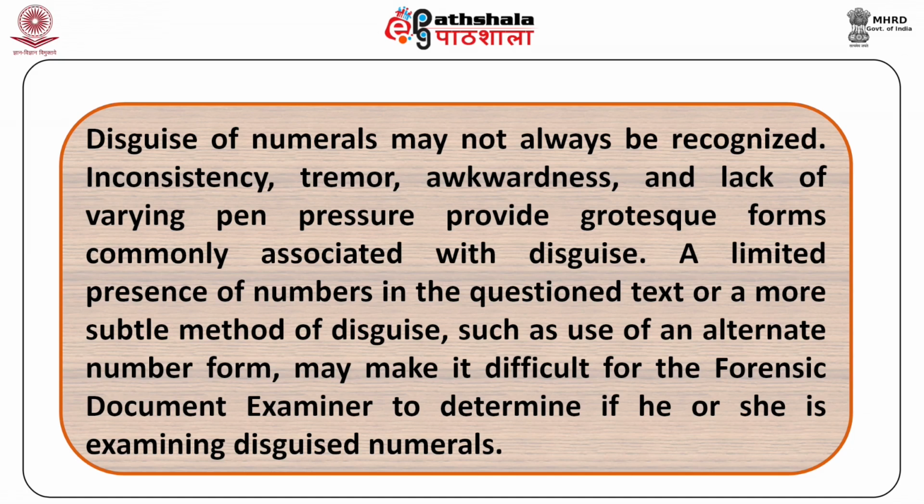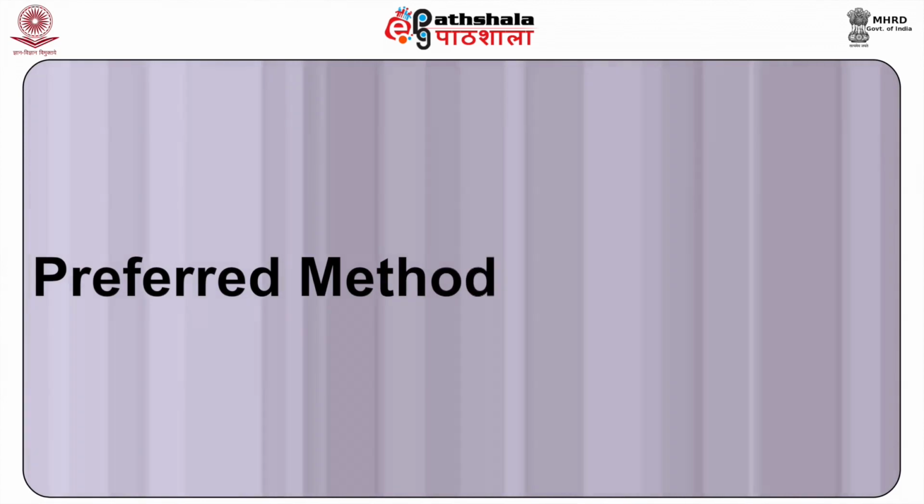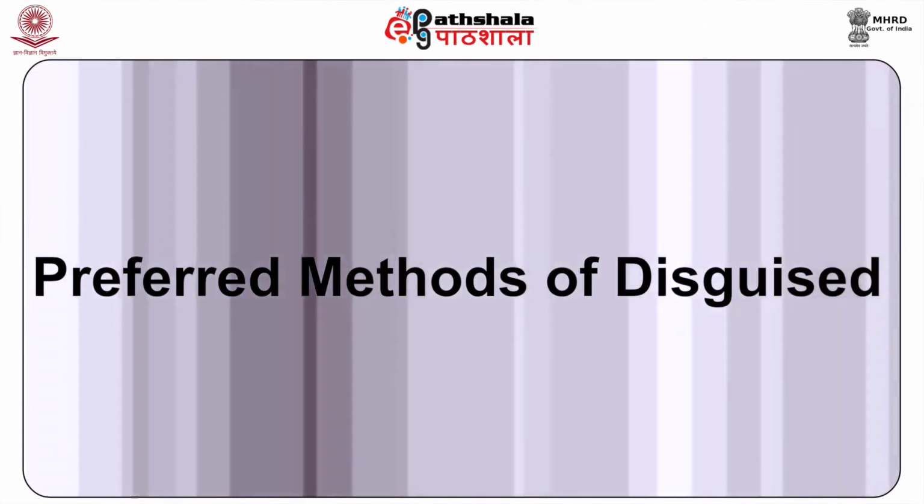Inconsistency, tremor, awkwardness, and lack of varying pen pressure provide forms commonly associated with disguise. A limited presence of numbers in the questioned text, or a more stable method of disguise such as use of an alternate number form, may make it difficult for the forensic document examiner to determine if he or she is examining disguised numerals. Next, we have the preferred method of disguise.